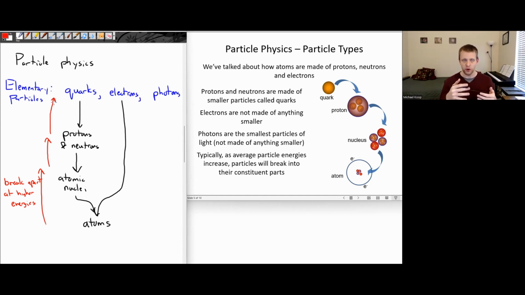So as the average particle energies increase, we break these things into their constituent parts. This is going to be really important in the early stages of the Big Bang, where the universe was in an incredibly hot, dense state, where the particle energies were so high that we're just going to start with these quarks, electrons, and photons, these elementary particles.